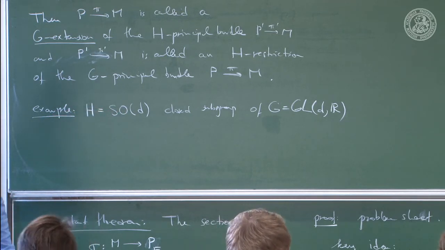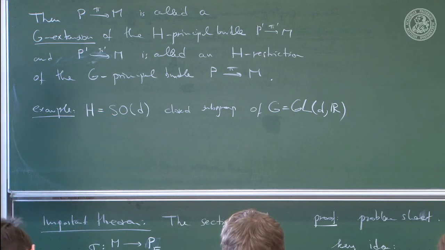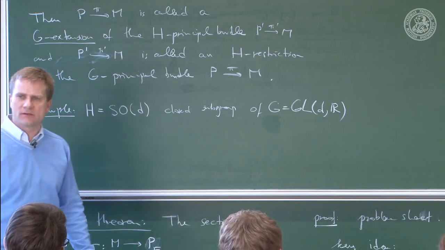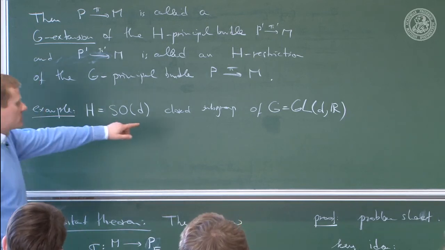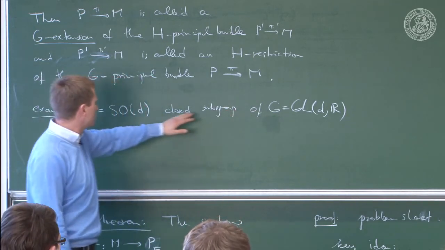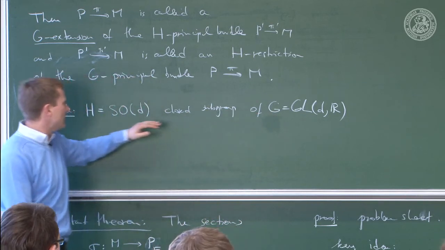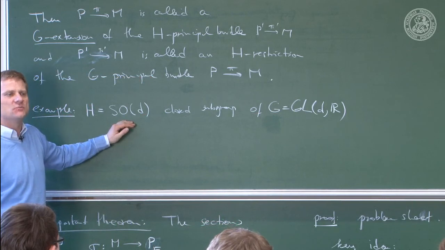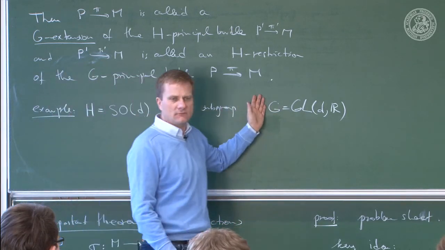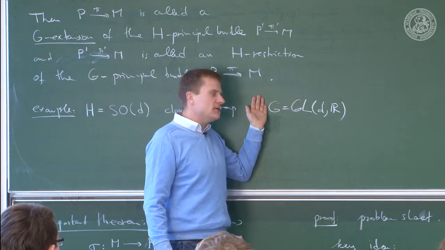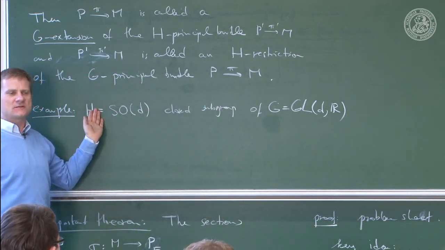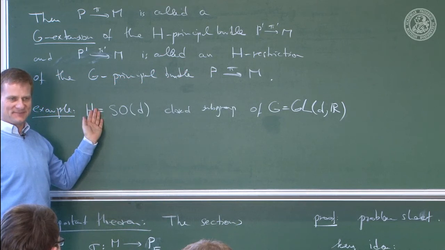In fact, it is. And if one thinks carefully about it, which now we don't have the time, and I'll maybe put this on the problem sheet, the possibility to restrict GL(D,R) to SO(D) amounts to the question, can you equip a smooth manifold with a Riemannian metric? It turns out this can always be done.